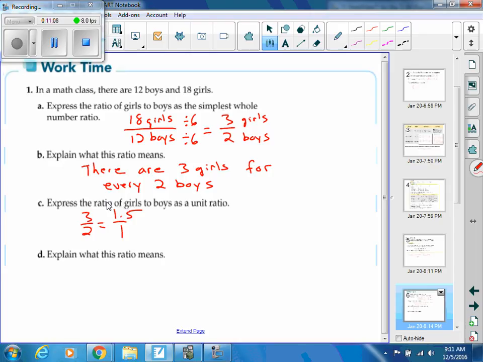Okay, now what does that unit ratio mean? It means there are 1.5 times more girls than boys.